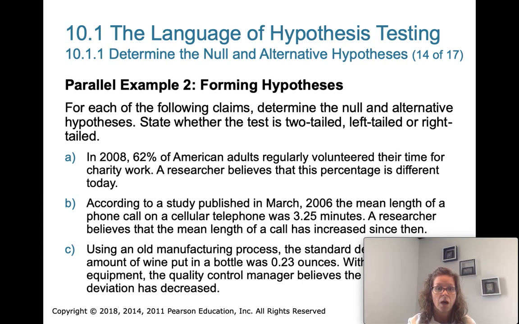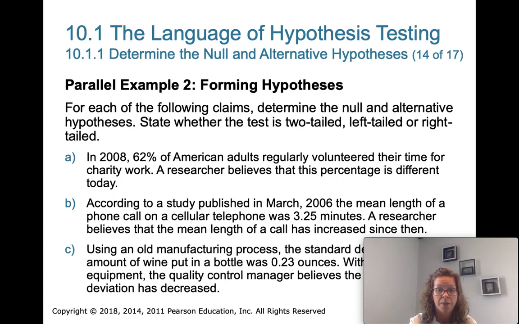So here are a few examples. These are the same ones that we looked at the beginning, and now we want to say, are these going to be two-tailed? That means both sides, left or right, or another way of saying left or right is going to be a less than or a greater than alternative hypothesis. So in 2008, 62% of American adults volunteered their time for charity work. A researcher believes that this percentage is different. So what would our hypotheses be here?